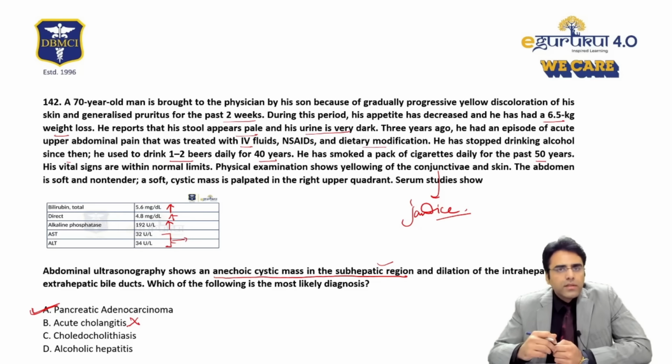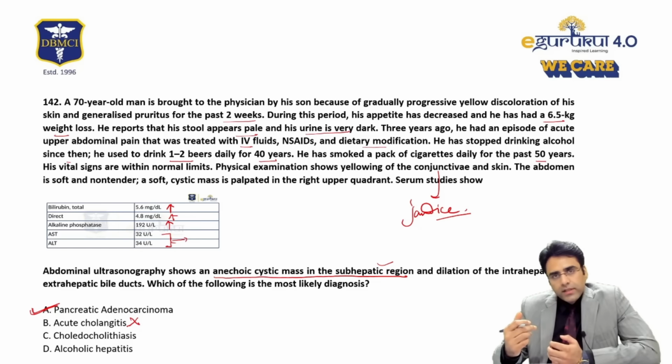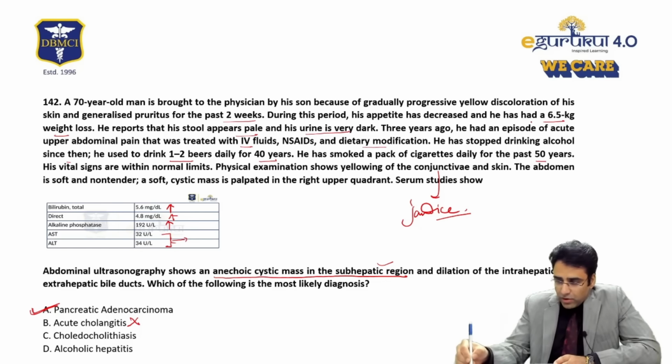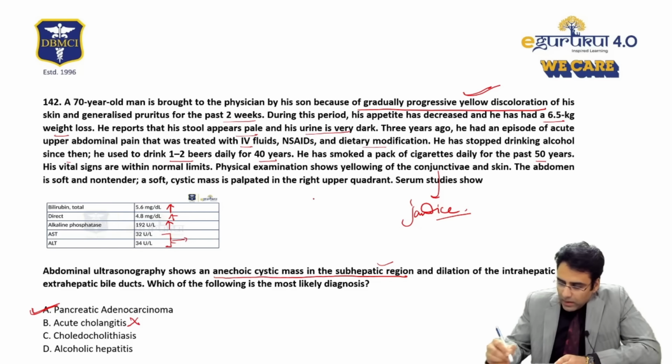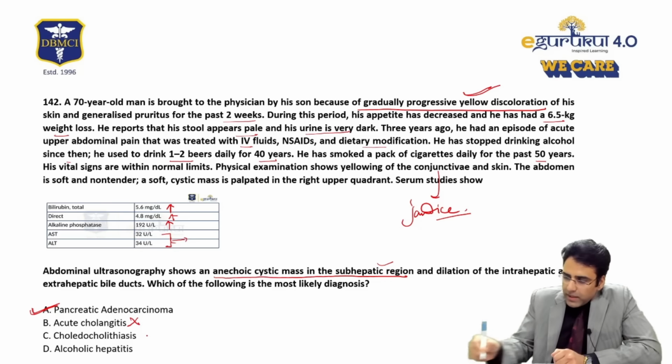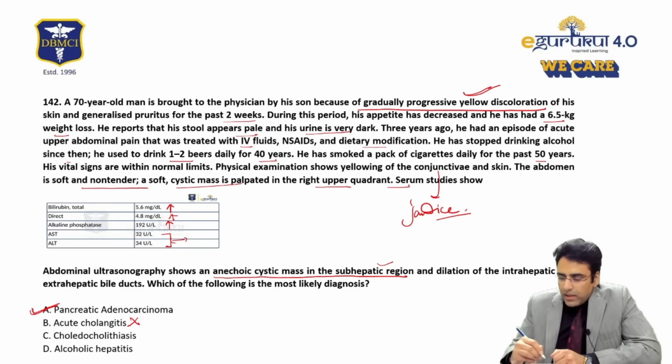It will cause obstructive jaundice, but again, it will cause colicky type of abdominal pain. Now, you see, in this case there is a history of smoking, history of alcohol intake, and gradually progressive jaundice. It is a feature of adenocarcinoma. Again, in choledocholithiasis, there will be episodic pain, but in this, the patient is asymptomatic as the abdomen is soft and non-tender. A cystic mass is palpated in the right upper quadrant, and ultrasonography shows an anechoic cystic mass in the subhepatic region. Okay?